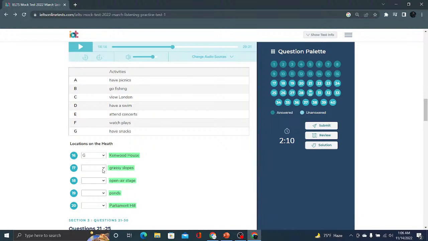Grassy slopes, which are, as she was saying, an ideal place for picnic. So what do you think the answer would be? The answer would be have picnic. That means option A.